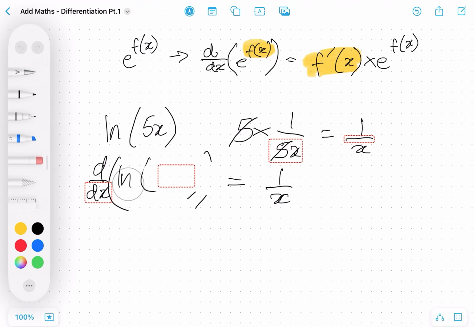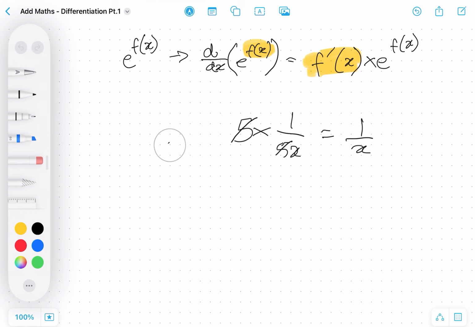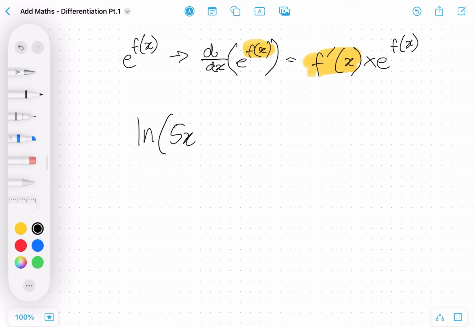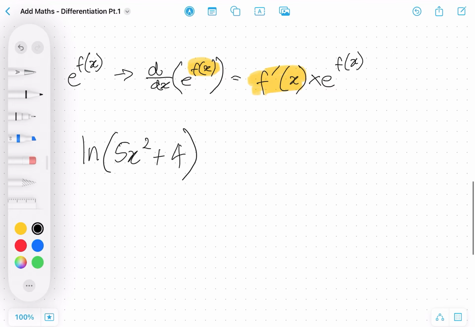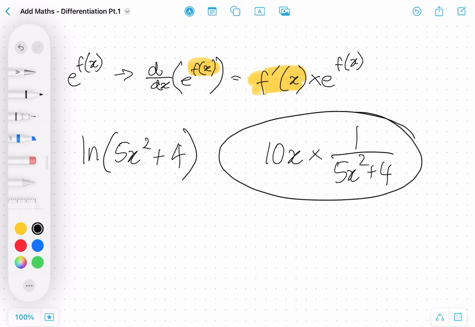However, let's modify this a bit, and let's say that we have ln of 5x squared plus 4. So now the way we do this is, again, we differentiate the inner function, 5x squared plus 4, which differentiates to 10x. And then we just multiply that by the reciprocal of the inner function, which is what we do for any ln function. And then that would be our derivative.